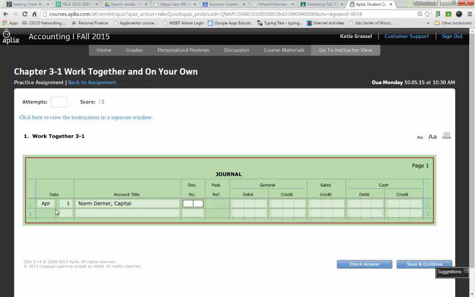The next thing that pops up moving left to right is going to be my source document. And when I read the transaction, it tells me the source document is R1. So I need to realize right now, Norm Dermer Capital is what I'm recording in the general debit and credit column. Am I debiting or crediting Norm Dermer Capital? We are crediting because we have more owner's equity because of this transaction. So I'm going to go ahead and credit this $1,500.